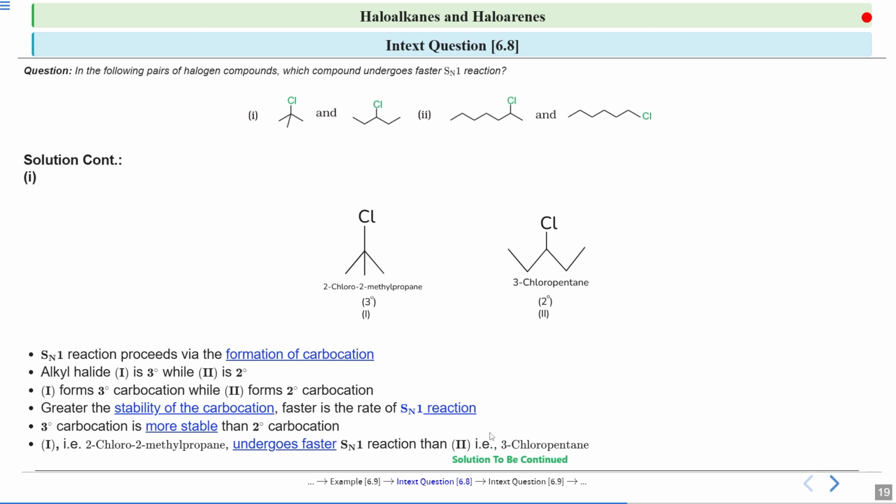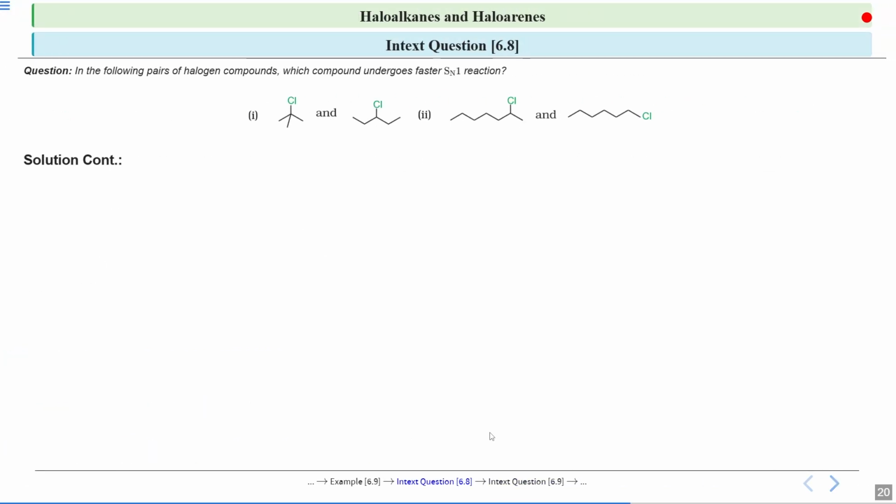Now, let's see the second part of the question, which again has these two structures. The first structure is 2-chloroheptane, which is a secondary alkyl halide, because chlorine is attached to a carbon that is attached to 2 other carbons. And this is a primary alkyl halide, because chlorine is attached to a carbon that is attached to only 1 other carbon. So this is 1-chlorohexane, a primary alkyl halide.